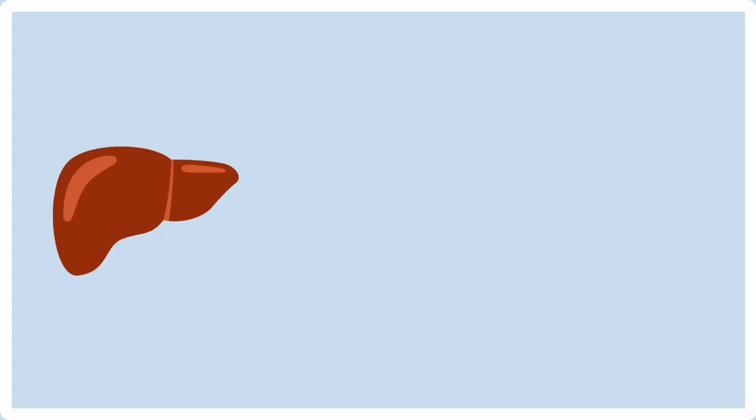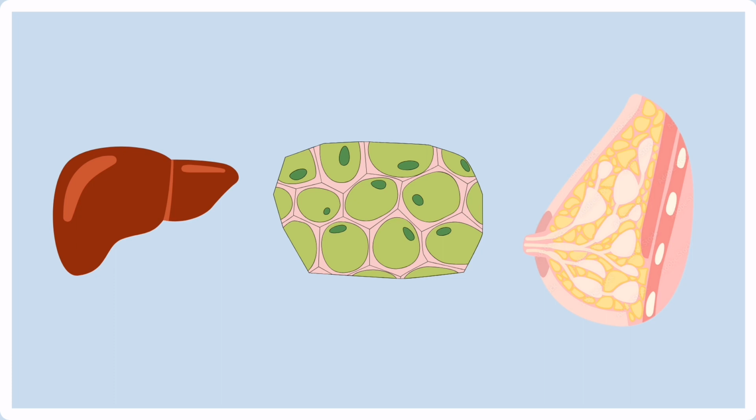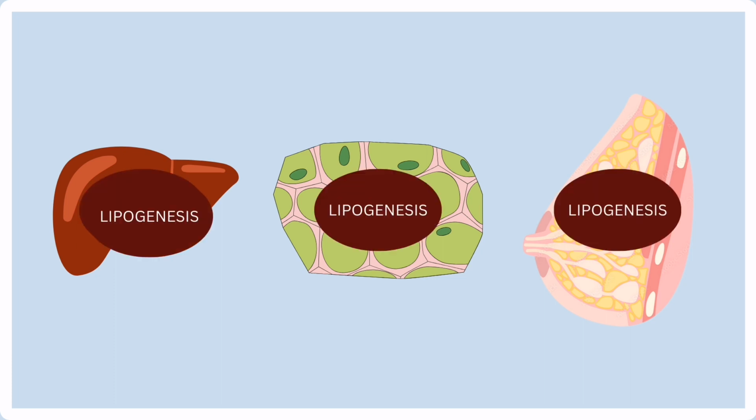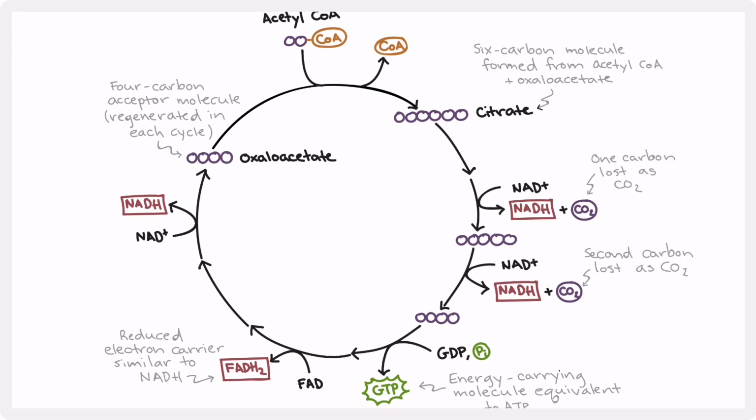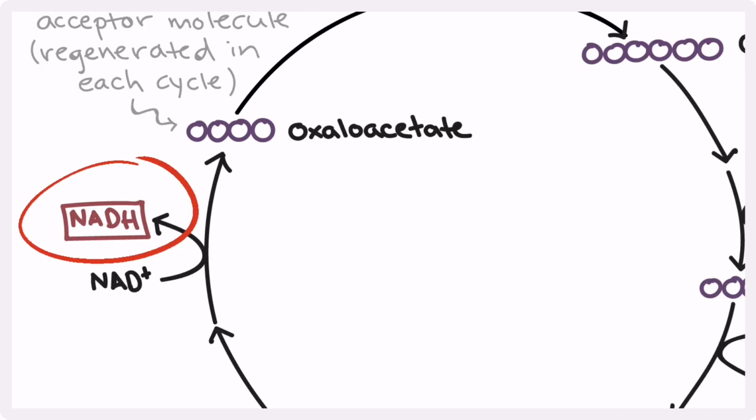The liver, adipose tissue, and mammary glands are the principal sites of lipogenesis. During lactation, the mammary glands exhibit enhanced synthetic activity. The citric acid cycle, on the other hand, is a sequence of biological events in which the acetyl component of acetyl-CoA is oxidized to carbon dioxide, yielding the reduced coenzymes FADH2 and NADH.